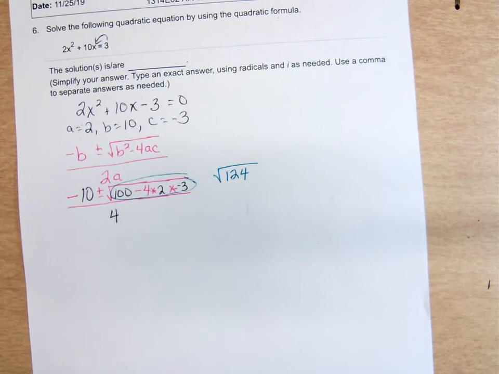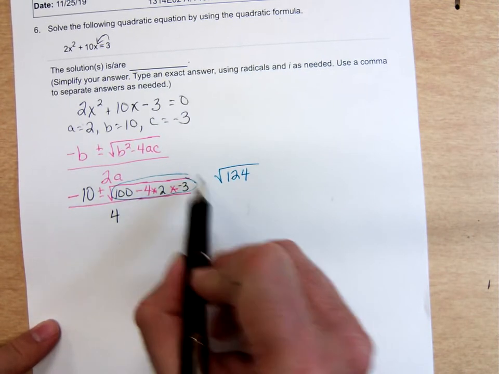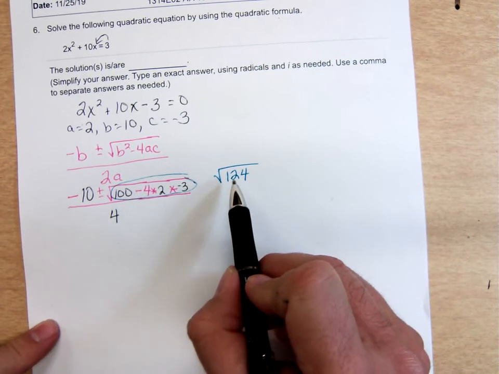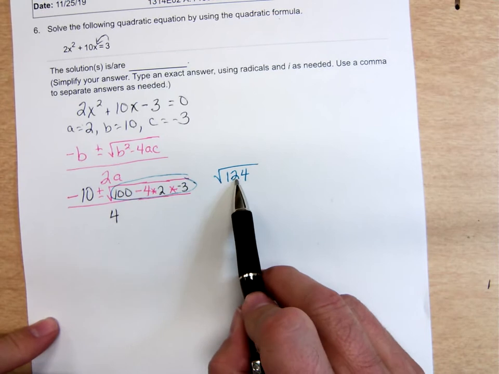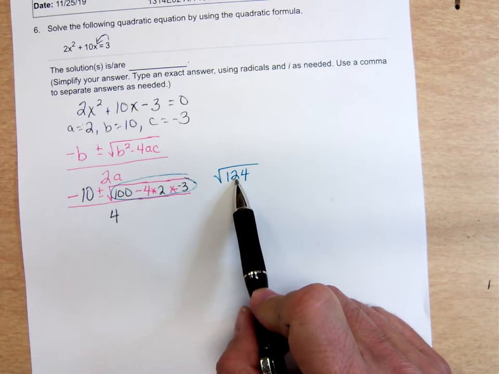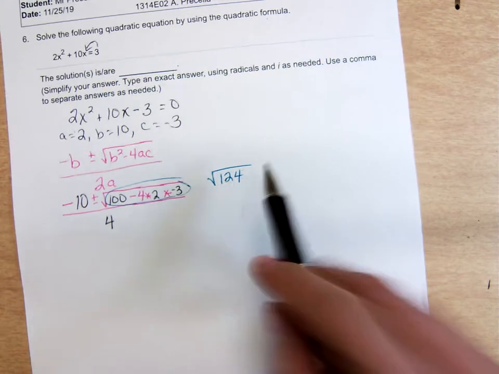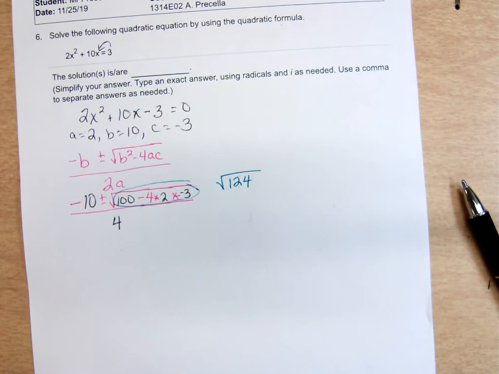Now let's write it all. I'm going to rewrite this. I think I'll do it all in one color. Oh wait, we're not finished. We haven't simplified that square root of 124. Now some of you have the little calculators where if you punch in square root 124, it simplifies it for you, but I don't have one of those.